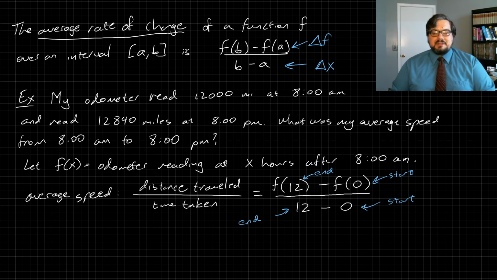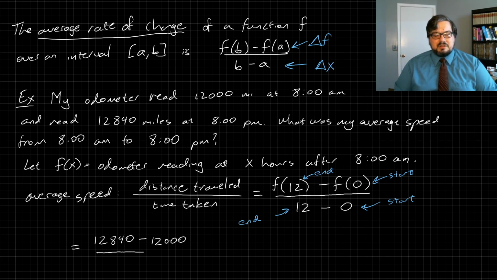So this is how we could write this down, calculating the average speed in terms of this more general average rate of change definition above. Well, let's look at each of these things. f of 12 would be the odometer reading at 8 p.m. Well, we know that that's 12,840. f of 0 is the odometer reading at 8 a.m. That's 12,000. And the time taken, well, we already had that down there.